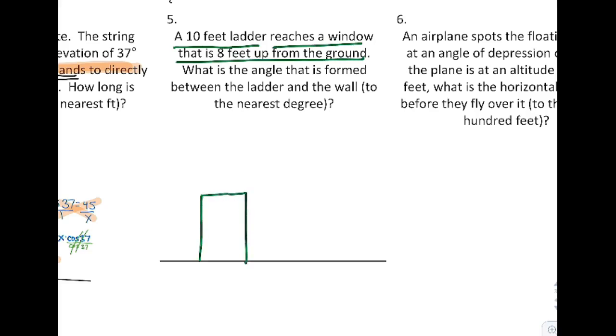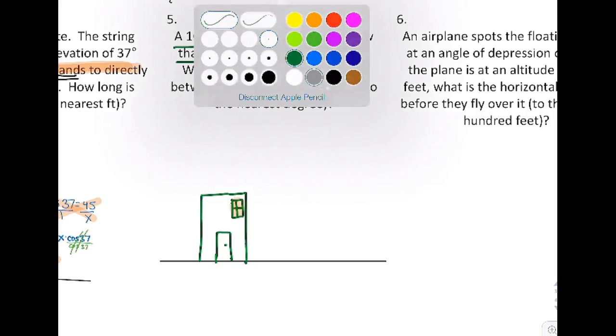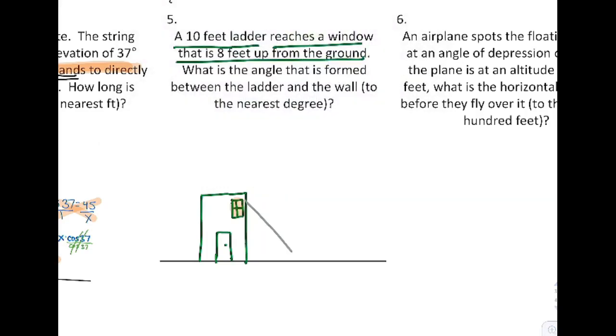I'm going to draw a building with a window. You can't get into the building unless there's a door, so there needs to be a door. Anyway, we're talking about the window that's up here. There is a ladder that comes from that window. You can already see your triangle start to form in here, right? There's your right triangle. And there's always going to be a 90 degree that's assumed there because buildings are always 90 with the ground.